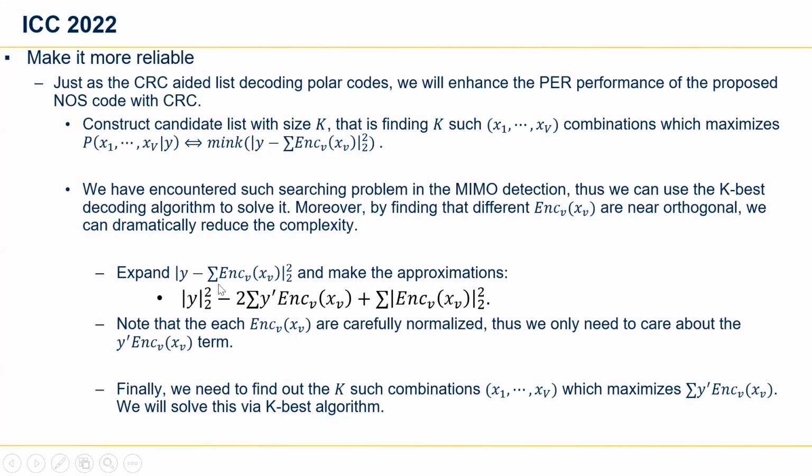So when we expand this L2 distance and apply the near orthogonal approximation, we can get this equation. Note that Y is known to the receiver, and these codewords are carefully normalized. We will only focus on this term. Finally, we need to find the K combinations which maximize this inner product between the received signal Y and the codewords. We will solve it in the next slide.